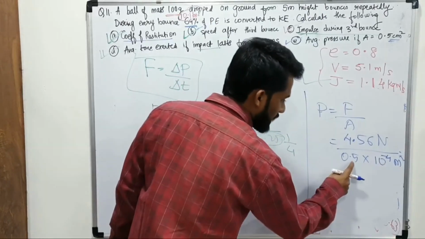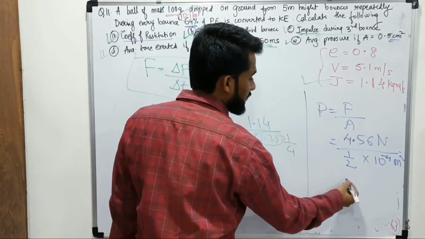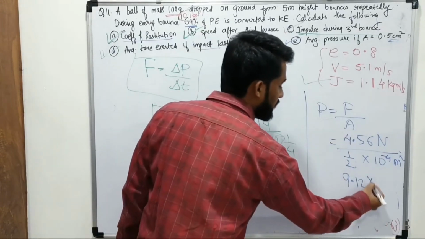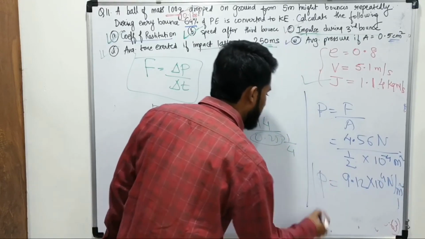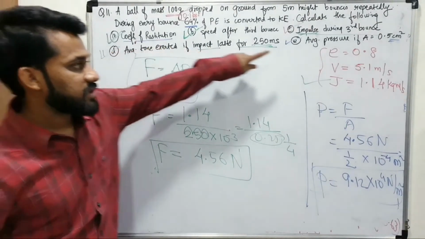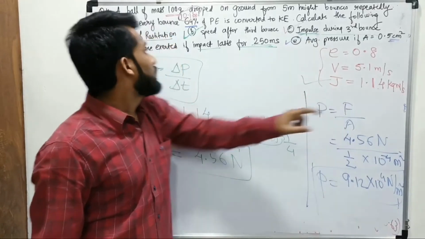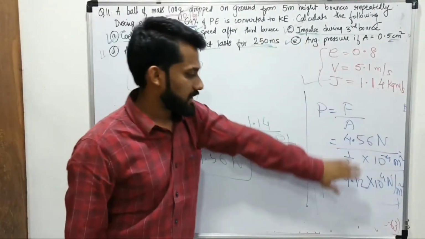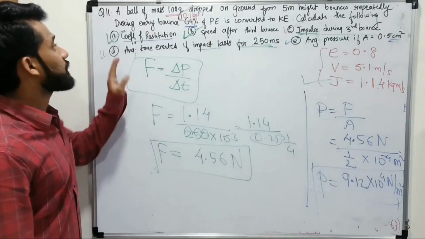If you solve it properly 0.5 can be written as half. हाफ ऊपर जाएगा, इसका डबल कितना आएगा 9.12, इसका डबल 9.12 into 10⁴ Newton per meter square will be the pressure acting on that surface. So these are the answers. Coefficient of restitution, speed of the ball after third bounce, impulse, average force is impulse upon time, time was given, and average pressure, that is force by area, area is also given. So these are the answers for question number 11.